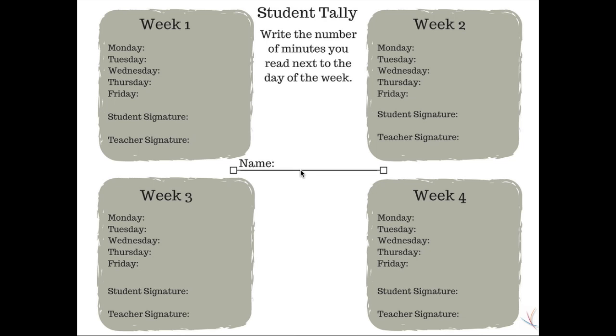This is the student tally sheet for Unbound. This sheet will cover all 4 weeks of the month. Students will track their minutes next to the days of the week and then sign the form and turn it into you to sign. And then you'll give it back to them to track week 2, 3, and 4. Hopefully this will keep things very organized for you and allow the students to be responsible for tracking their own time.